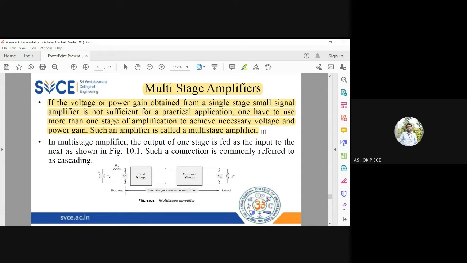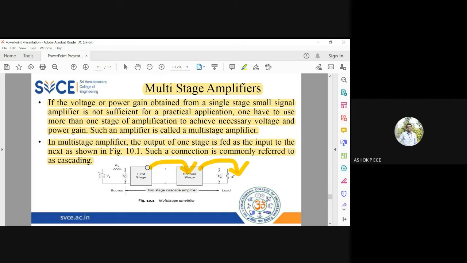Okay, so that is where you need multi-stage amplifiers. Multi-stage amplifiers means more than one amplifier in cascade connection. Cascade, no, output of one amplifier is given as input to the other amplifier. Cascade means in series. In a multi-stage amplifier, as the diagram shows, the output of one stage is fed as the input to the second stage. It is called cascading. If you have one more stage, output of second is given as input to third. It will go on, and how many amplifiers I require depends on my application.